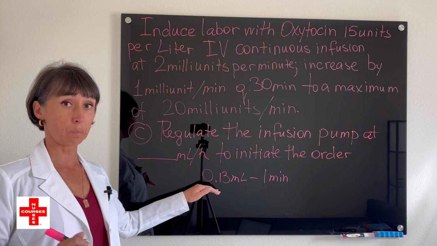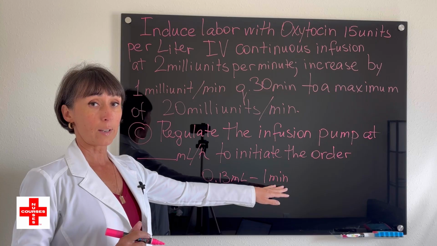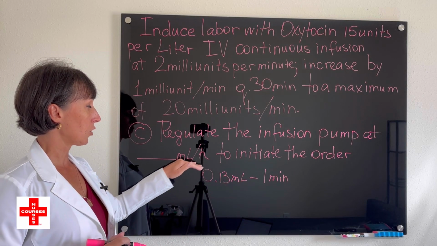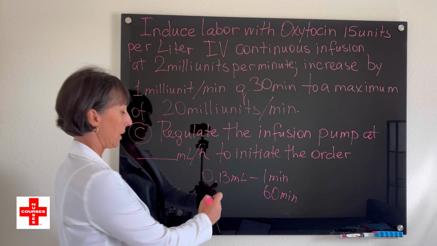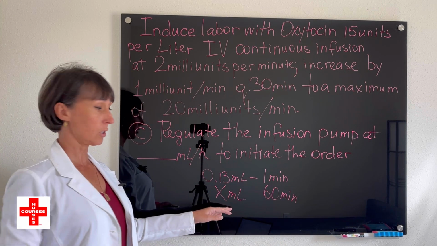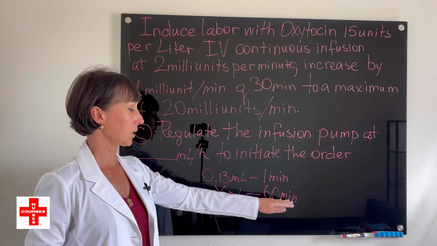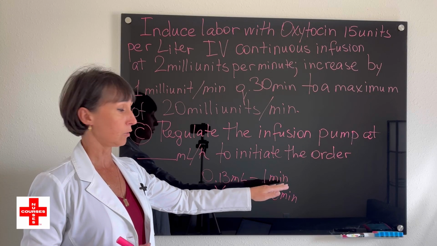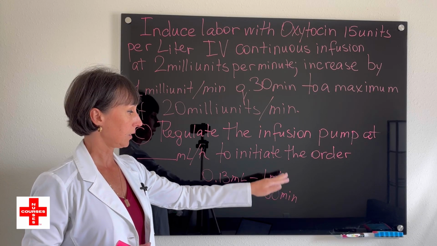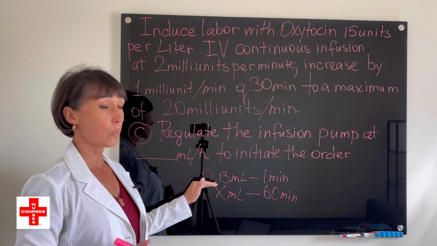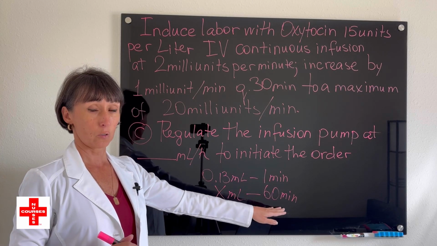And we know from question B that we just calculated that 0.13 milliliters is going over 1 minute. To find milliliters per hour, I'm going to say I don't know how many milliliters are going over 60 minutes, which is an hour. I'm using minutes because in the DKP method, we can only use minutes under minutes, milliliters under milliliters. I cannot put hour under minute, right? They have to be the same measure. So 0.13 milliliters is over 1 minute. X milliliters is over 60 minutes.